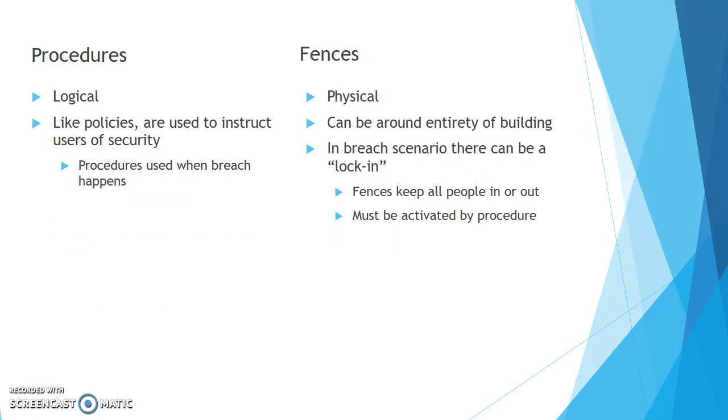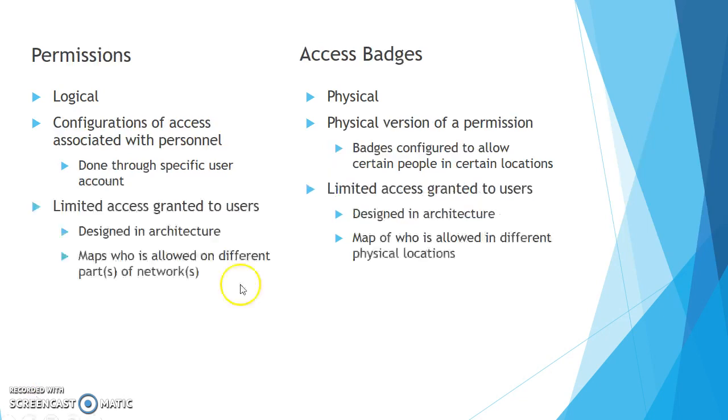Procedures are a logical security and fences are a physical security. Procedures, like policies, are used to instruct users of the security needed to be used. Fences are an actual physical security, whether around a building or even a fence to protect a certain server inside of a building. In the event of a breach, a lock-in procedure can be activated, and in this scenario, a fence can be locked and all users inside the building can be evaluated in terms of the attack. Both the procedure and the fence are reliant on each other in this scenario.